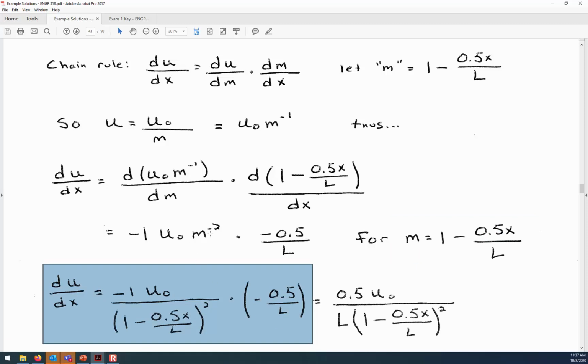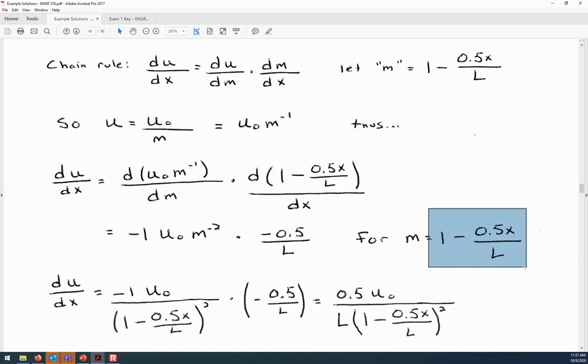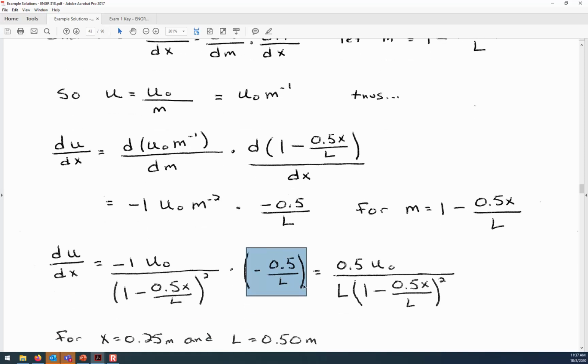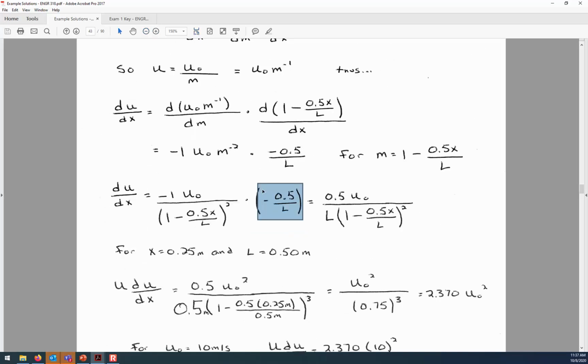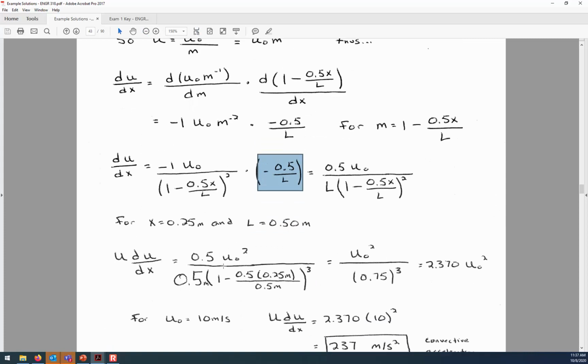So down in the denominator, the m to the minus 2 power is the same as saying that you're dividing by m squared. So it's minus 1 u naught, the initial velocity, divided by m squared. And so I've resubstituted m back in. And then the second half of the chain here is just times minus 0.5 divided by L. And so I combine those two pieces together and then substitute in for the known x value of 0.25 and the known length.